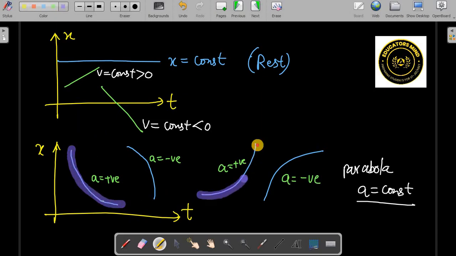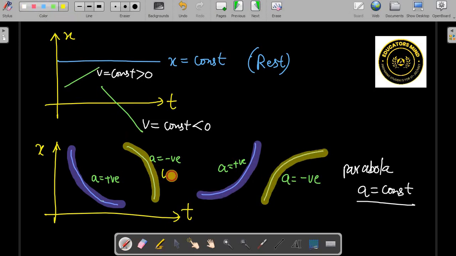You can see these shapes are concave, and if the shape is convex like this, these shapes are convex shape. So this is convex, this is also convex. This shape is concave. This is also concave. So these represent parabola, and if parabola is there, then this is constant acceleration, some case positive, some case negative.